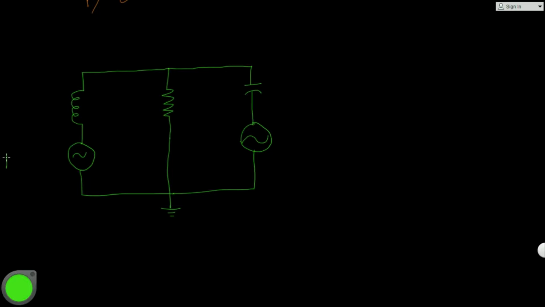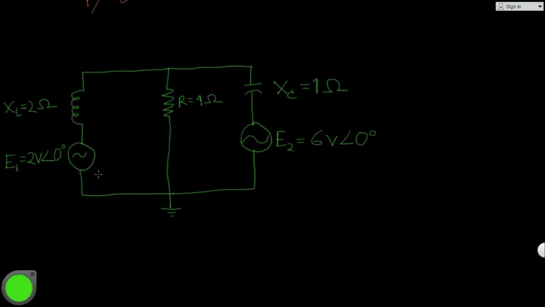So let's put the values. E1 equal to 2 volt angle 0 degree, the independent voltage source, and inductor XL equal to 2 ohm, resistor equal to 4 ohm, and capacitor XC equal to 1 ohm, and the second independent voltage source E2 equal to 6 volt angle 0 degree. The polarities of sources are given in the circuit, and you cannot change them when you analyze it.